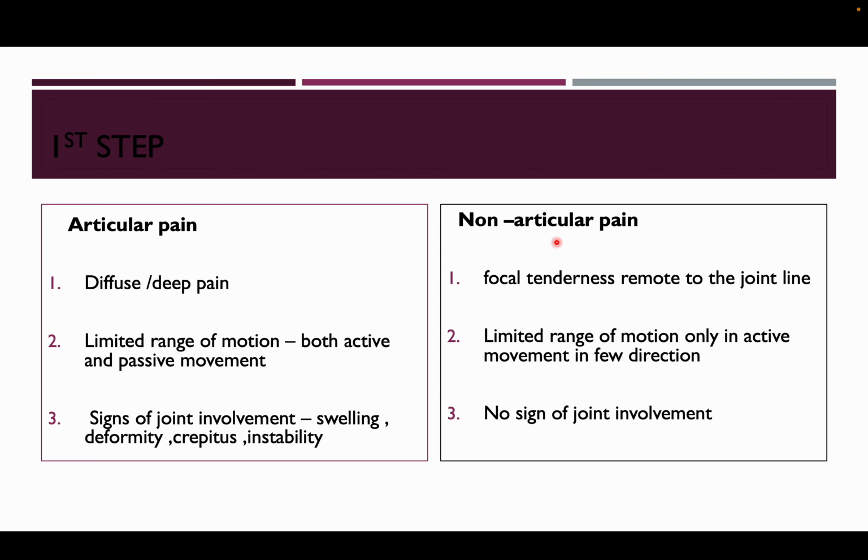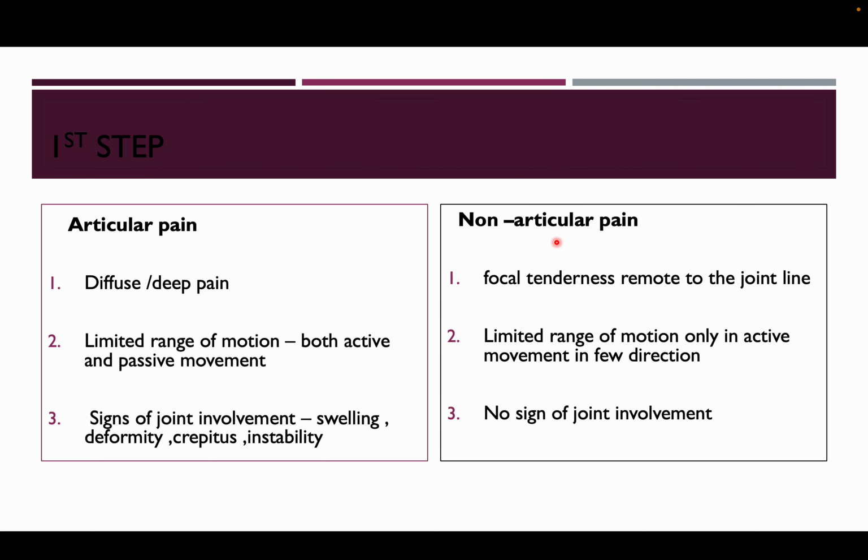It is generally located away from the joint line, and the patient can properly tell where the pain is. That is probably due to some tendinitis or bursitis, like in the case of tennis elbow or golfer's elbow, lateral and medial epicondylitis, where they can properly locate exactly where the tendon is being inserted.